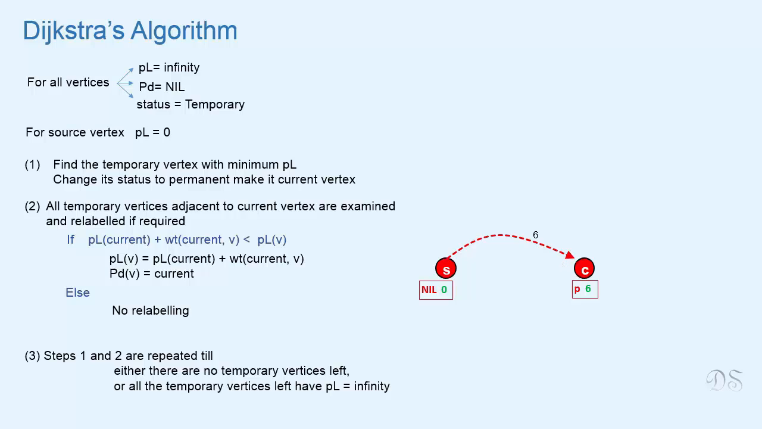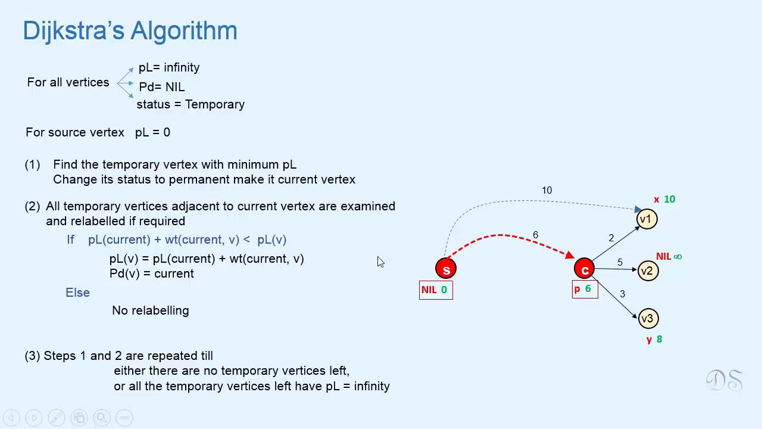Now we have to examine the temporary vertices that are adjacent to this current vertex. Suppose we have these 3 temporary vertices adjacent to this vertex C and these are the labels. Now these are temporary vertices, so their labels are not fixed. We can change them whenever we get a shorter path. First let's examine this vertex V1. Path length for it is 10. It means that till now the shortest path that we know from S to V1 is of length 10. And the predecessor of V1 on this path is vertex X.